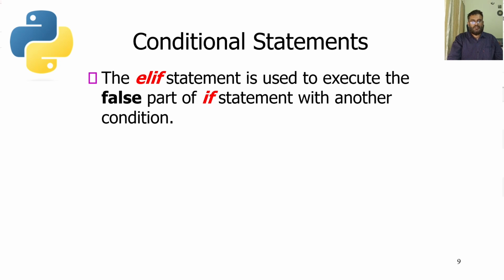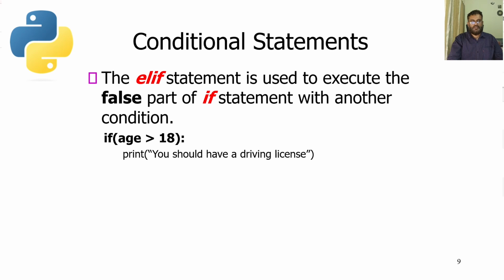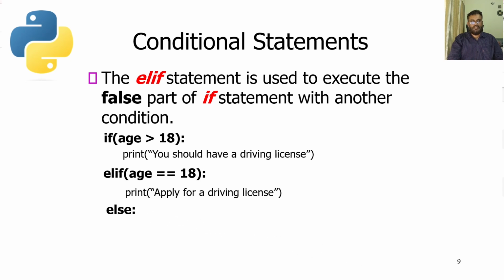There is another statement which can also be used for some sort of branching in Python code, that is called the Elif statement. It is used to execute the false part of the if statement with another condition. For example, we have this condition age greater than 18, then you should have a driving license. And if we want to find out whether the age is exactly equal to 18, then apply for a driving license. And if neither of the above two conditions is true, it means the age is less than 18, then you're too young, go ride a bicycle.